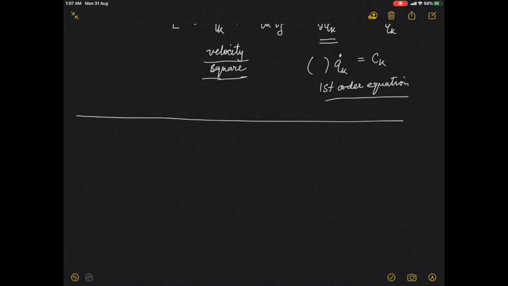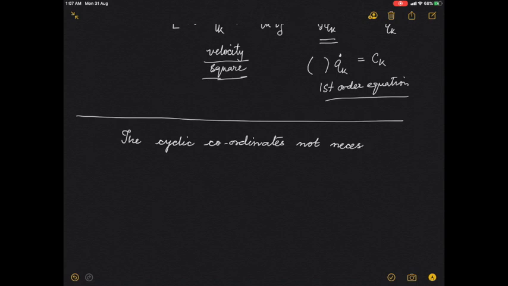Okay, so I mean to say right now that the cyclic coordinates not necessarily reduce the degrees of freedom of the system.